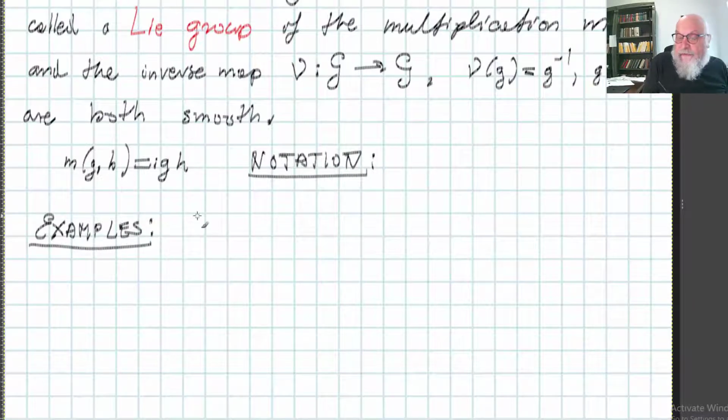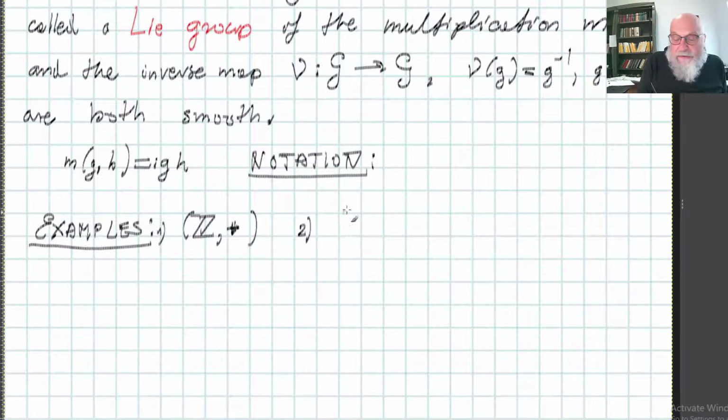So the first example is, of course, we can take the set of all integer numbers equipped with the operation of addition. So clearly this is a group with respect to the addition, and of course we can also consider this as a discrete set in the real numbers, so that's definitely a manifold of dimension 0. So it's a Lie group. So this is my first example. Z is a Lie group.